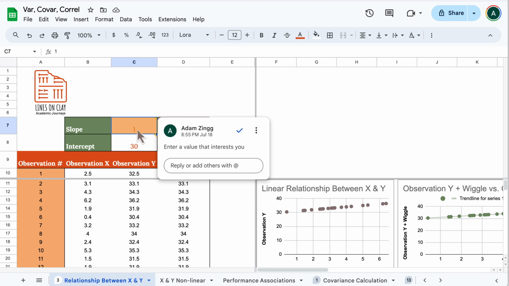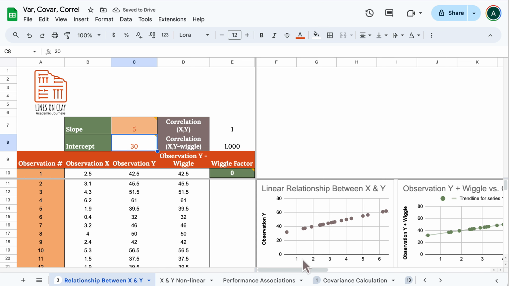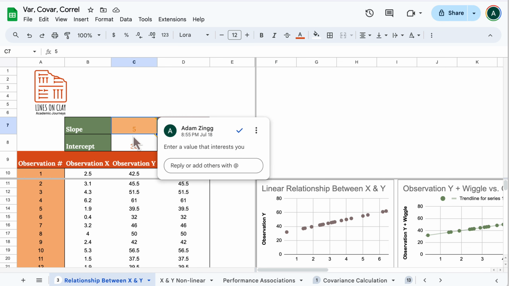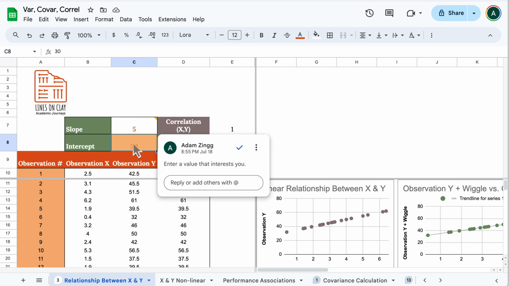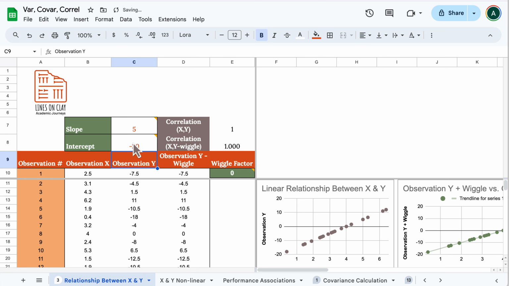What if I make the slope, say, 5? Once again, that changed the y-axis, but I still have a perfect linear association between these two variables. The only thing that's kind of different is what if I put in a negative slope? First of all, we'll see that correlation doesn't change based on the intercept. Let's put in like -20. I put in -20 and I still have a positive linear relationship between X and Y.